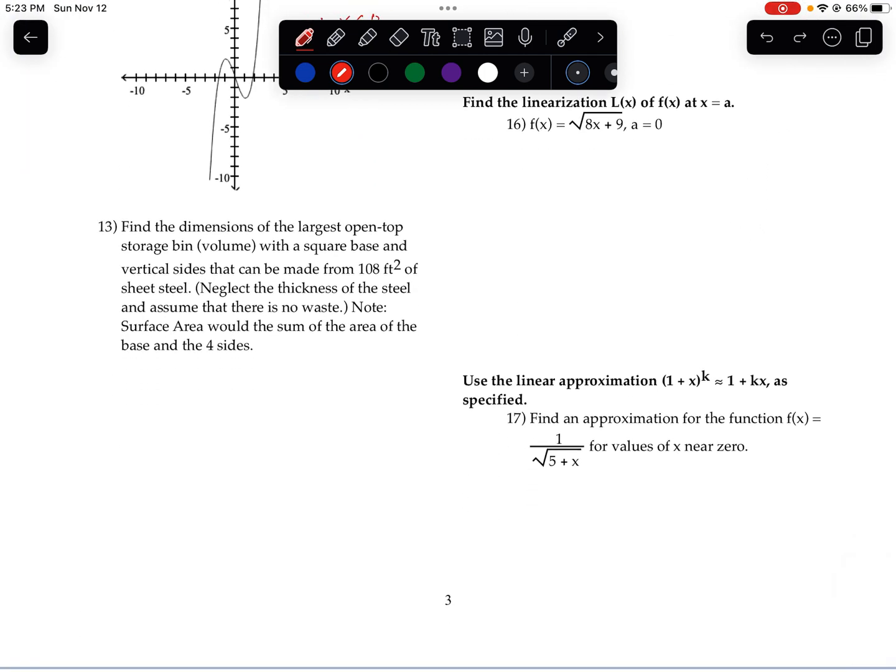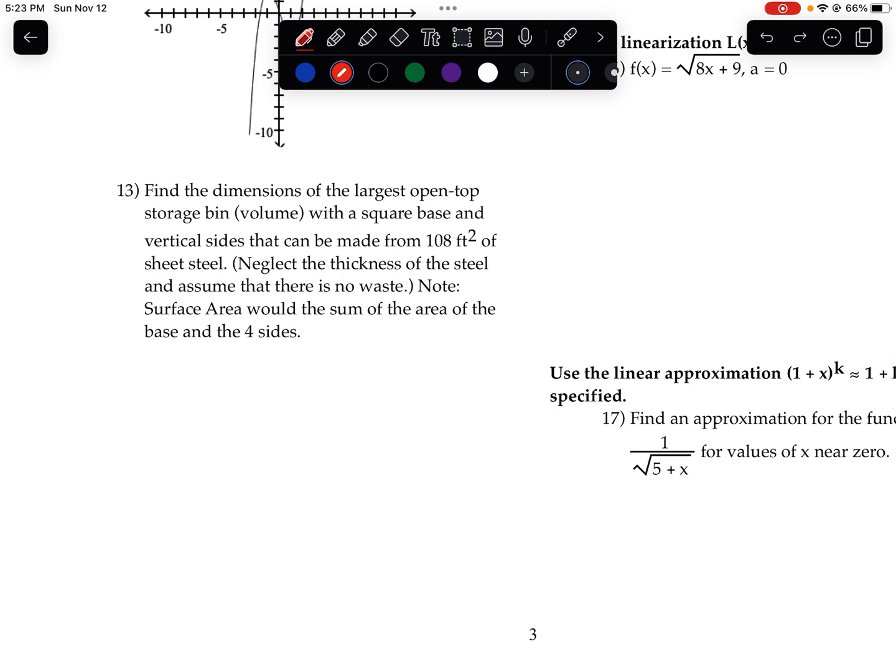Find the dimensions of the largest open-top storage bin. So we're talking about volume with a square base and vertical sides that can be made from 108 feet squared of sheet steel. Neglect the thickness of the steel and assume that there is no waste. Surface area would be the sum of the area of the base and the four sides. So if it's an open-top storage bin with a square base, it's five sided.